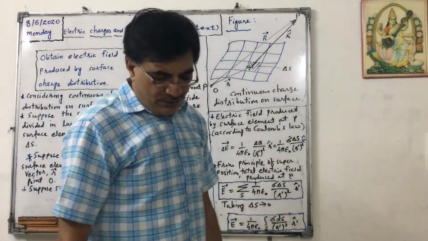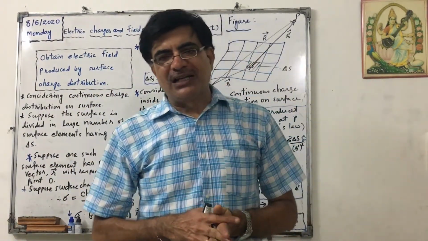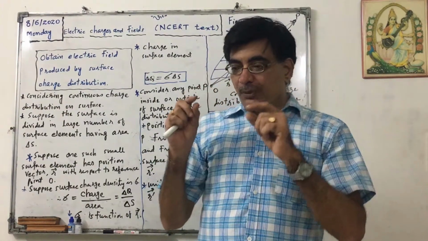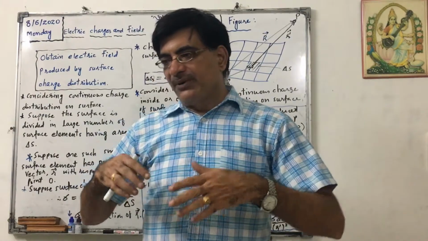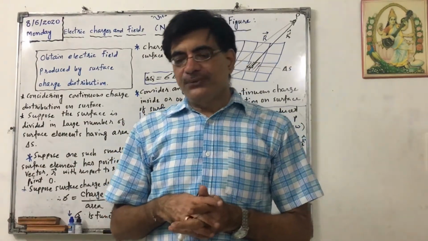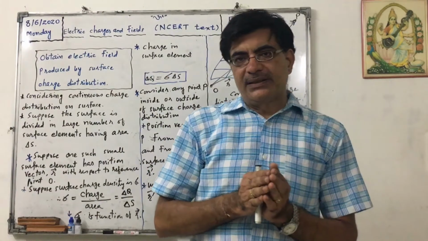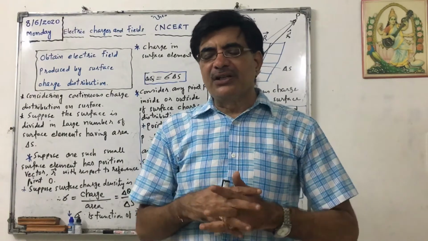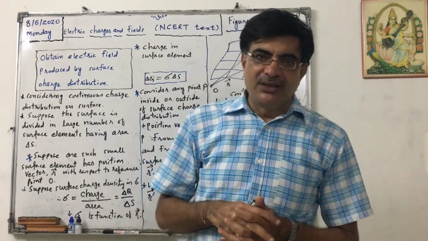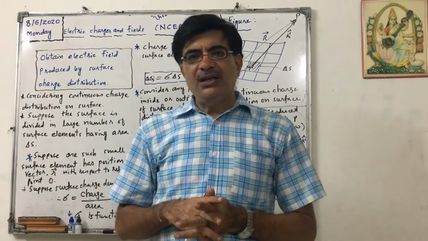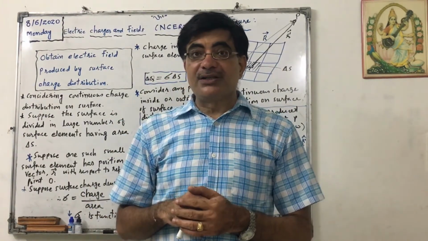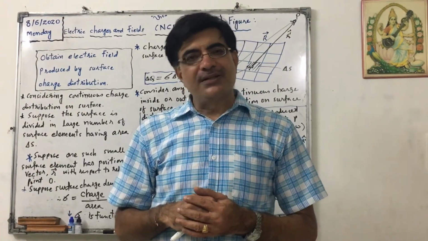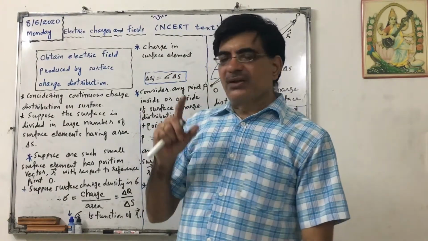Now we know that charge distribution can be classified into two classes: discrete and continuous. Discrete means point charges are at very far distances. But if so many point charges are very near to each other, we can consider it as continuous distribution. Continuous distribution may be on a line, that is called linear charge distribution; on a surface, that is called surface charge distribution; on a volume, that is called volume charge distribution. Here we are considering surface charge distribution.